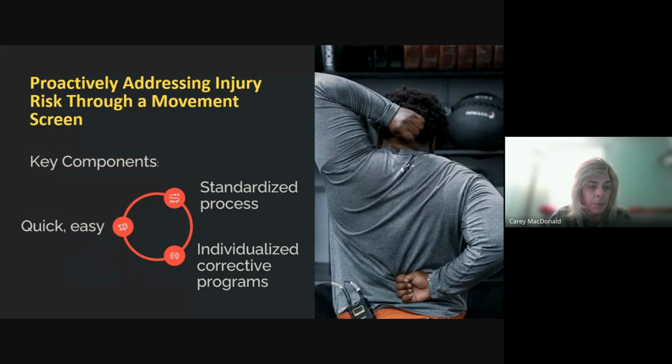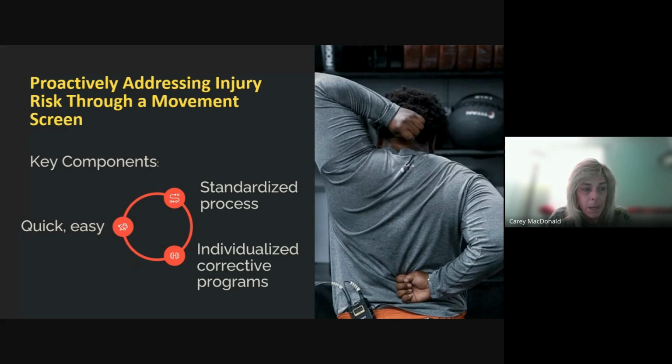And we could make them individualized. This allowed us to find out individually where your weaknesses or areas of improvement were, and then how we were going to create a program specifically for you to improve your overall well-being, but also decrease your risk of injury. So those were our main components of it.